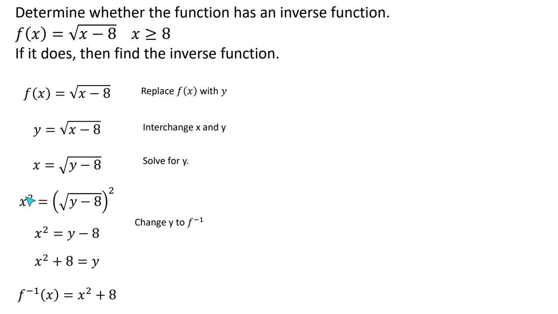So we get x squared, and then we have parentheses, square root of y minus 8, squared. So the square root and the power of 2, we like to say that they cancel; in reality it becomes a 1, so we end up with just y minus 8. And then we're going to add 8 on both sides, so we get x squared plus 8 is equal to y. Once you solve for y, you change the y back to the symbol for the inverse. So here is f inverse of x. It's going to be equal to x squared plus 8. So that's going to be your inverse.